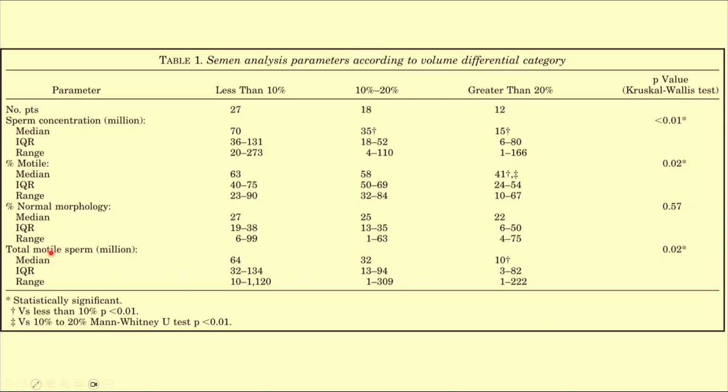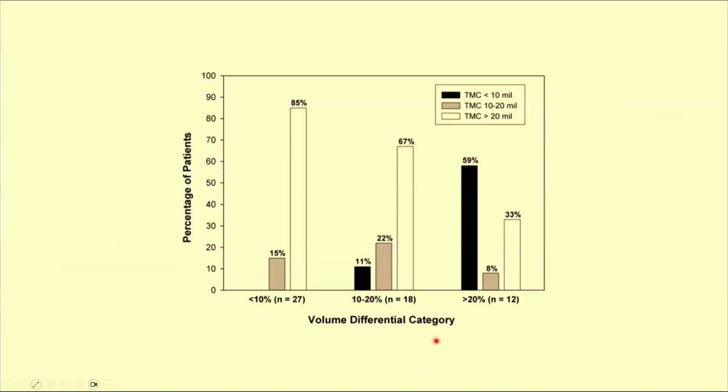And the last category, which is the total motile sperm, he plotted in this diagram just to elaborate more how the testicular volume difference reflects the quality of the semen. So as the testicular volume difference increased from 10% to 10 to 20% to more than 20%, the good quality, which was already established by Hamilton, which is the 20 million cutoff, starts to decrease from 85 to 67 to 33, and it is statistically significant.